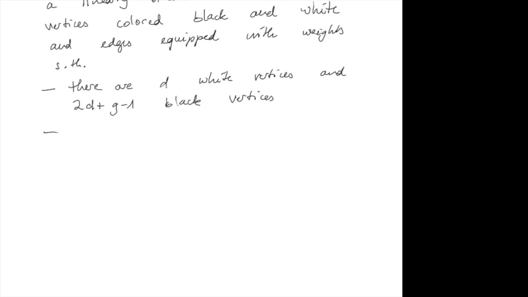We know that we want black and white vertices because we have floor points and elevator points. We know that the edges have to be equipped with weights because the elevator edges, the horizontal edges of our tropical curves, can have weights, as we saw in the previous example.